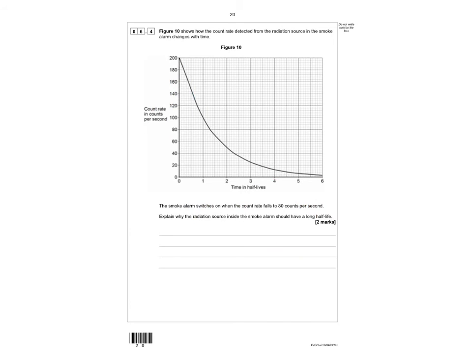Question 6.4. Figure 10 shows how the count rate detected from the radiation source in the smoke alarm changes with time.